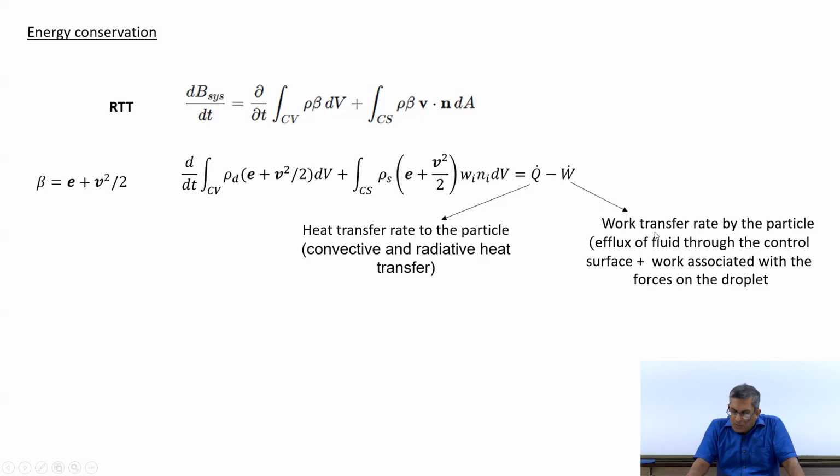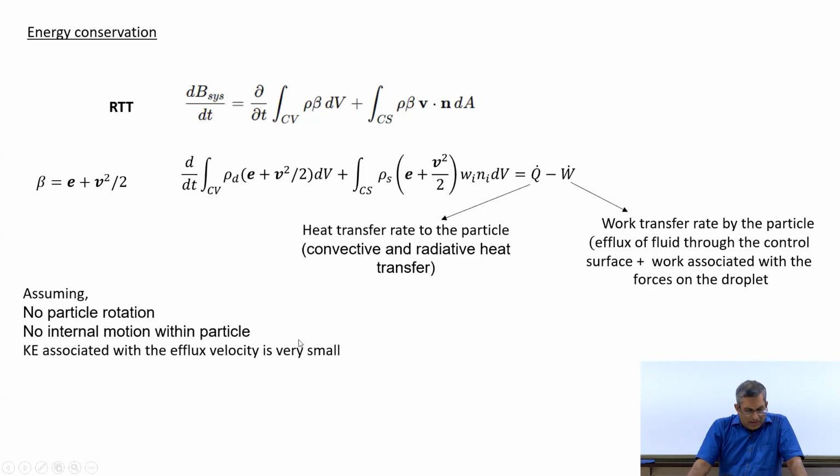Okay. So, what does the work transfer rate refer to here? This is basically the work transfer due to the fluid, the vapor which is leaving the control surface, and the work associated with the forces on the droplet. So, whatever force we have on the droplet, what work it is doing. For example, can it deform the droplet? That work we have to consider, but in that case it will be work done on the droplet and it will be negative.